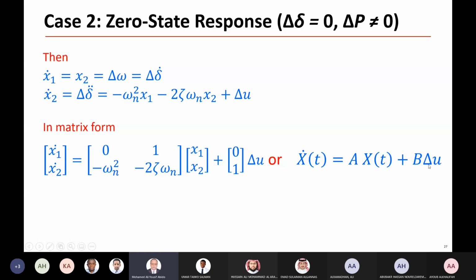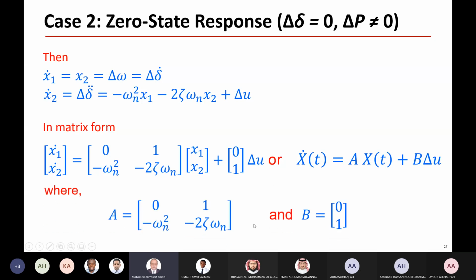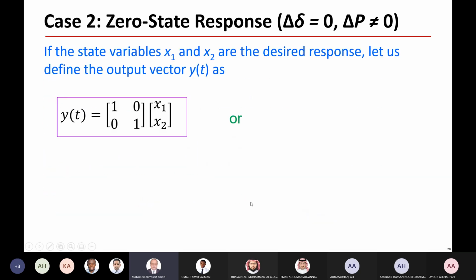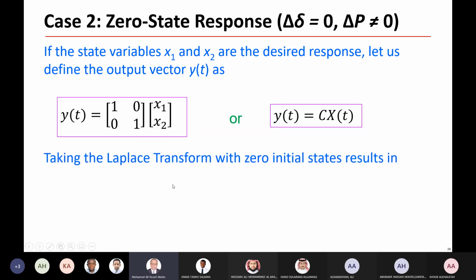Of course, you can write it x dot equal to A x plus B u, where A and B equal to this, and you can get the transfer function or the characteristic equation, which is the determinant. If the state variables x1 and x2 are the desired response, you want to observe x1 and x2, which is delta delta and delta omega. So you can define the output matrix, y equal to the identity matrix times x1 and x2. So you can write y equal to C x.